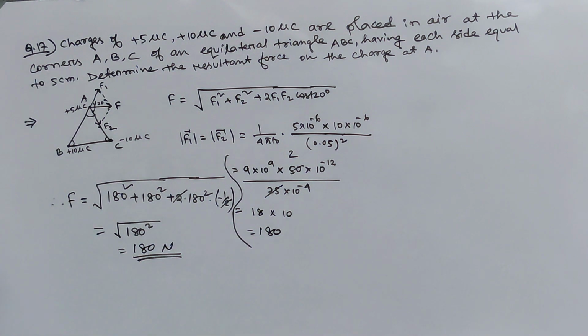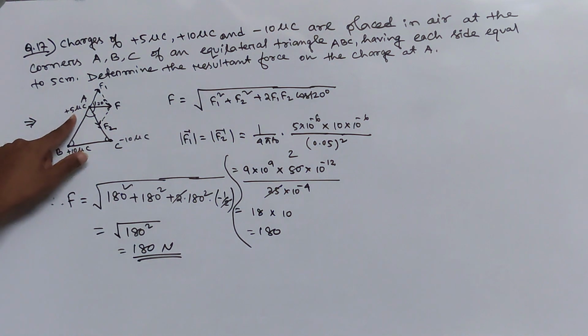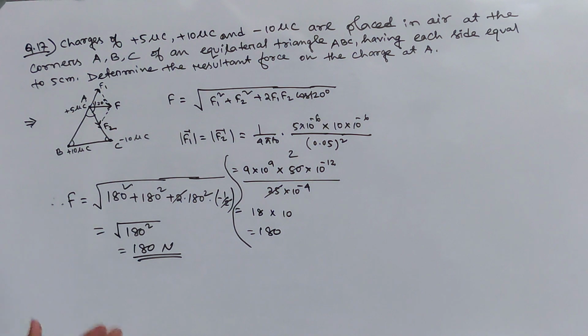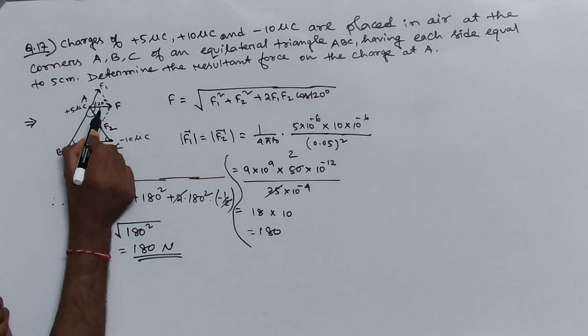So the magnitude of force experienced by the 5 microcoulomb charge due to this plus 10 and minus 10 microcoulomb charges is 180 Newton, and the direction is parallel to BC. We can easily find this angle, this angle will be 60.